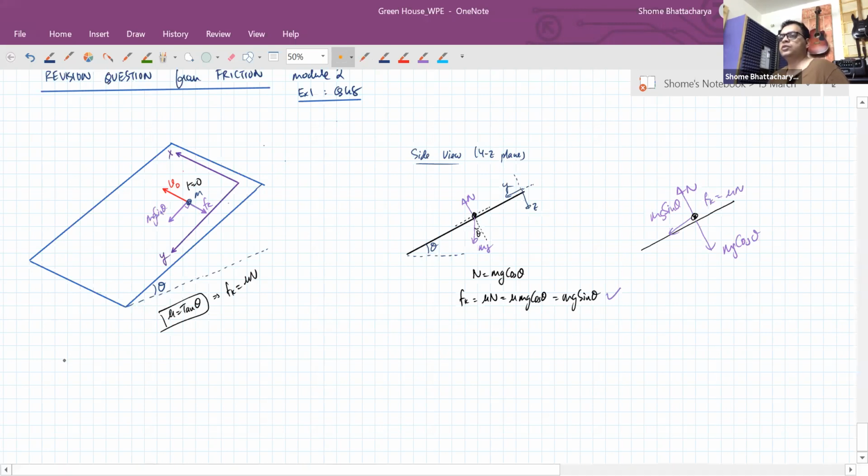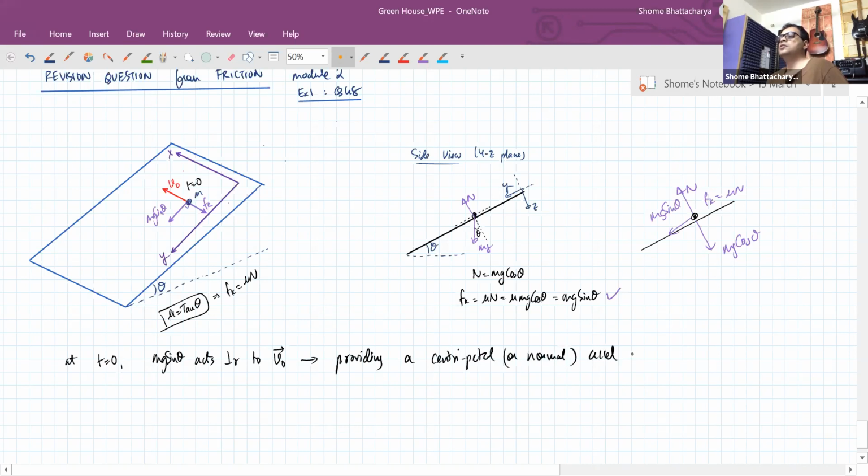So now the first thing you notice is that at time t equal to 0, mg sin theta acts perpendicular to the velocity v0. So what is it doing? It is providing a centripetal, or normal, acceleration. So what that does is turn the velocity vector.